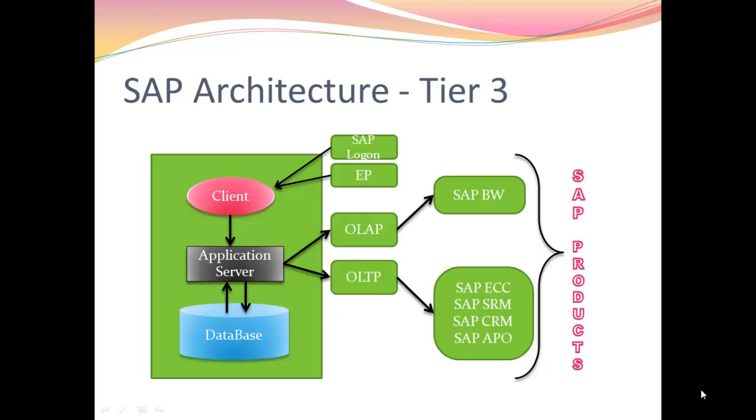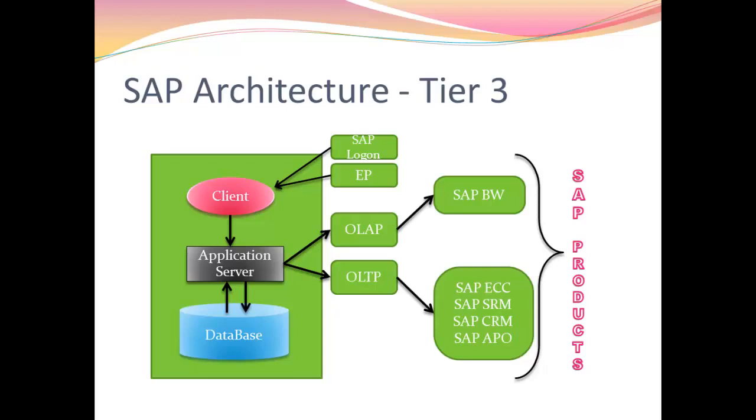As we know, BW is a type of analytical processing, and ECC, SRM, CRM, etc. are the types of OLTP applications. And so to connect the application server and database server, we need a client, and so it is called a three-tier architecture. The client, application server, and database server all together is said to be a three-tier architecture.